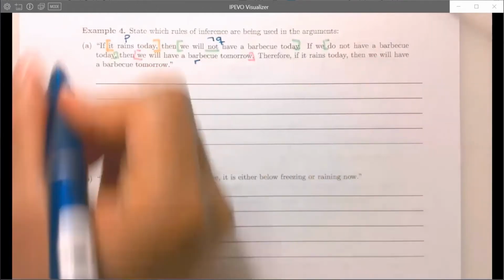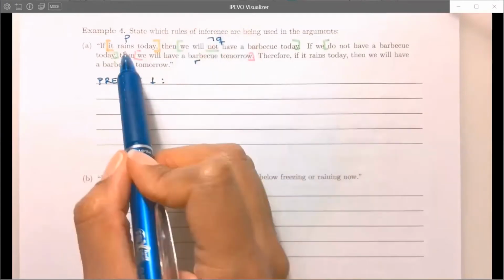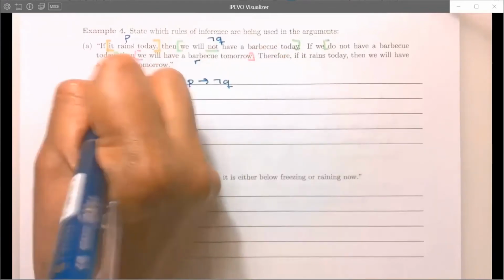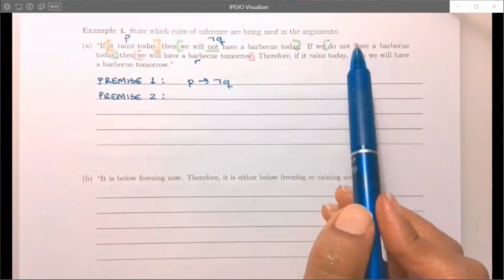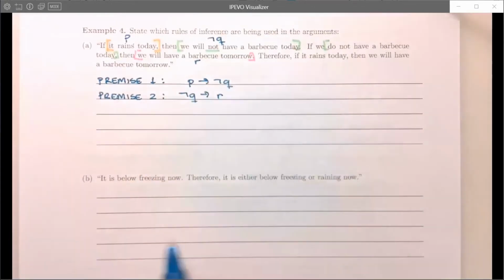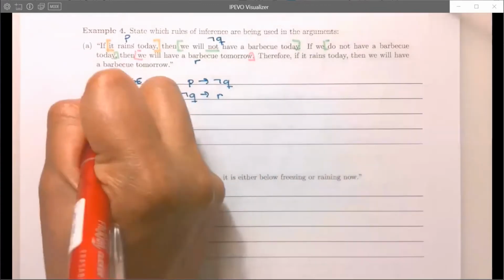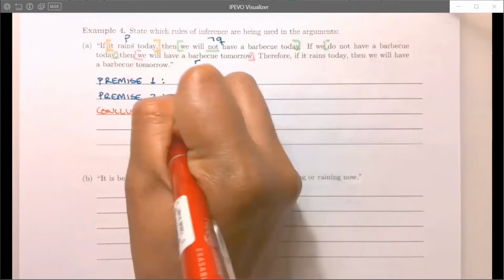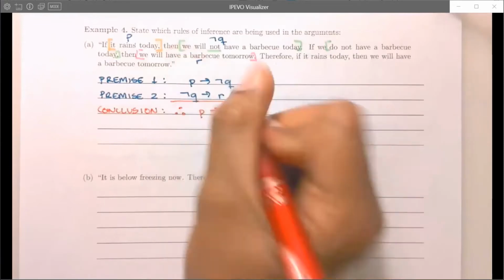So let's identify our premises. The first one is if P, then negation Q. Second premise, if negation Q, then R. Therefore, that's signaling a conclusion already. Okay, so therefore, if it rains today, if P, then we will have a barbecue tomorrow, then R.